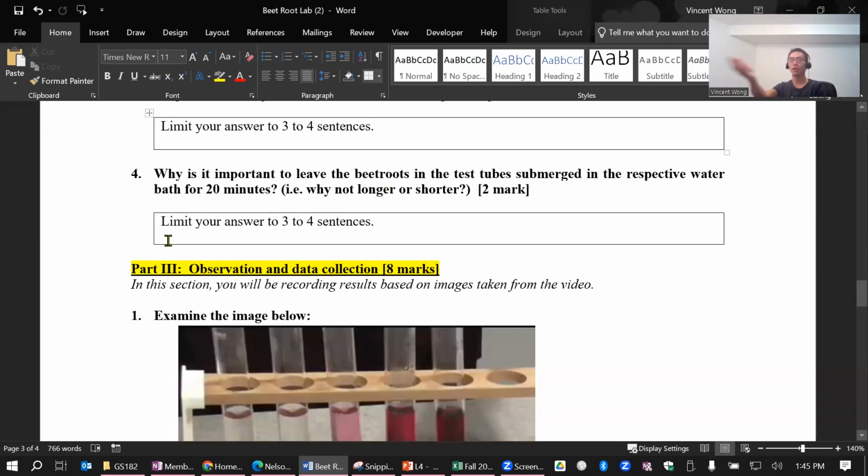What if you do it for 5 minutes? How will that affect the results? Are you still going to be able to get the same result, or is it going to be inaccurate? And if you think it's going to be inaccurate, why? What if you do it for longer? Why not do it for 30 minutes, an hour? How's that going to affect your result? That's what the question is asking.